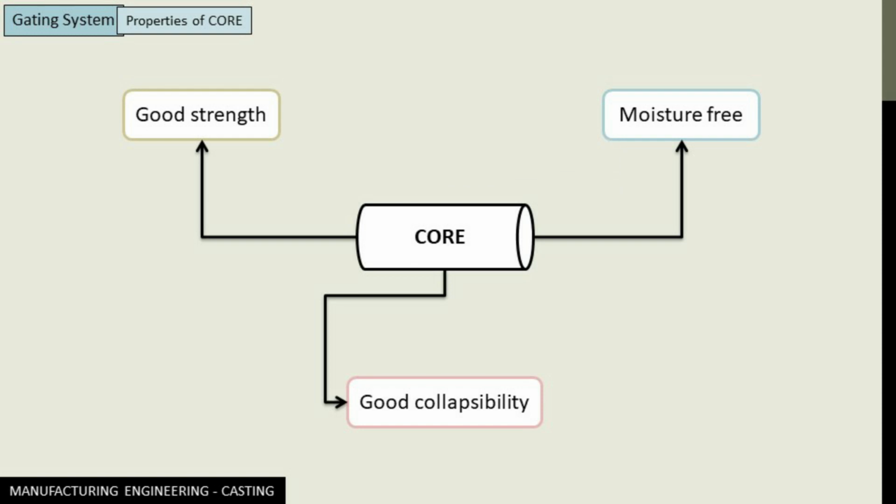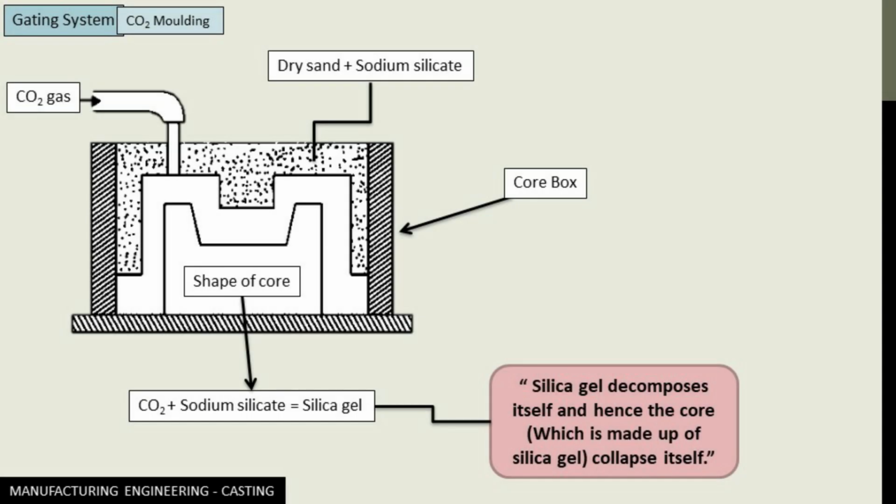But we also want the core to be collapsible. It should have good collapsibility, and hence we can use wood powder as well. But using wood powder, porosity might increase, and hence it will decrease the strength of the core. So instead of using wood powder, we use something we have already discussed: carbon dioxide molding, CO2 molding.